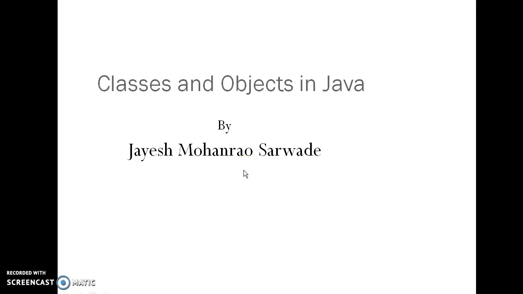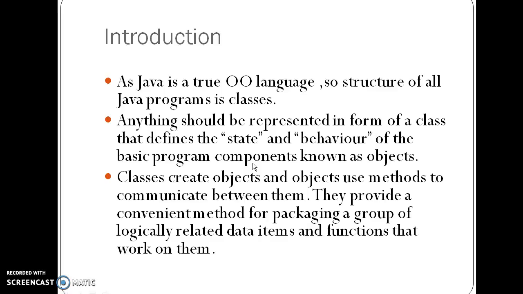Today we'll see the concept of classes and objects in Java. So as we know, Java is a true object-oriented language. So the structure of all Java programs is classes. Anything we wish to represent should be represented and encapsulated in the form of a class. The class defines the state and behavior of the basic program components, and these components are called objects.